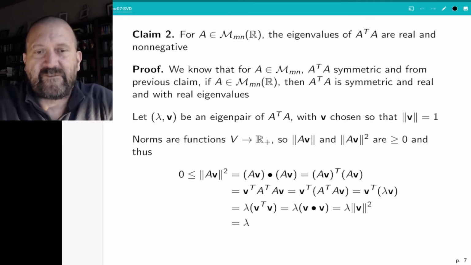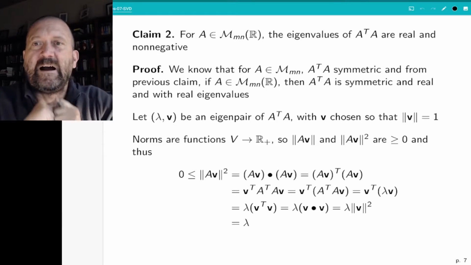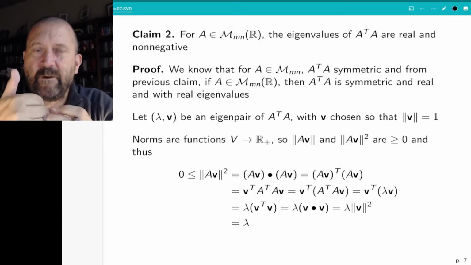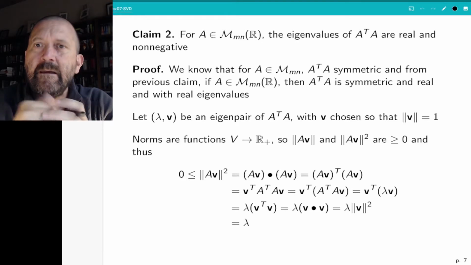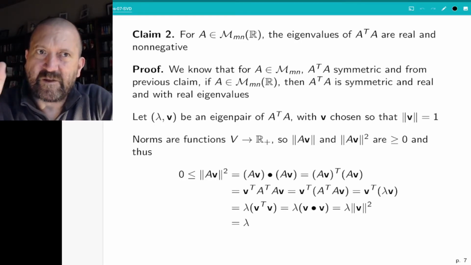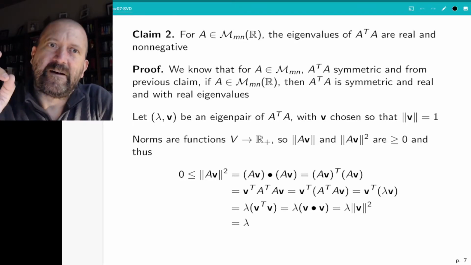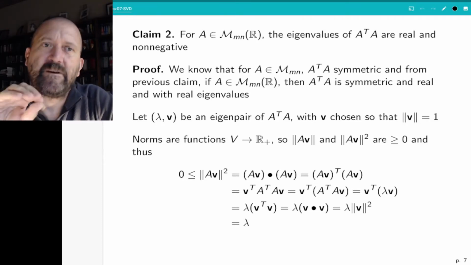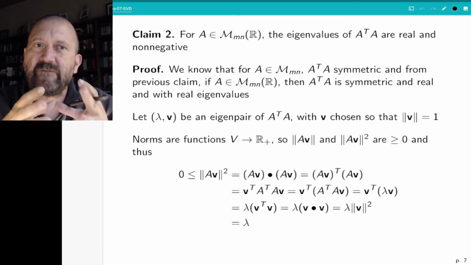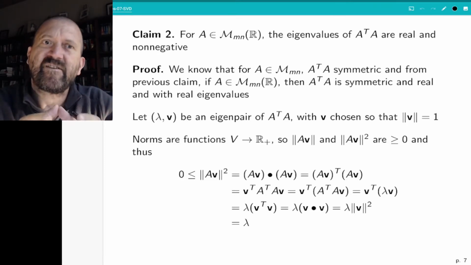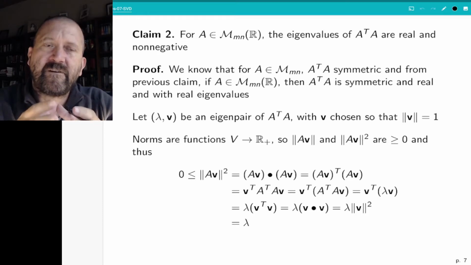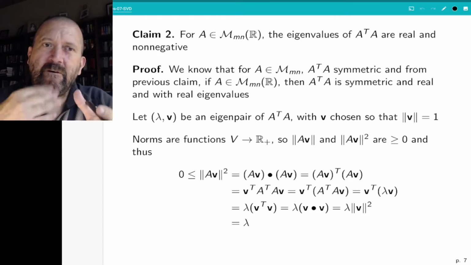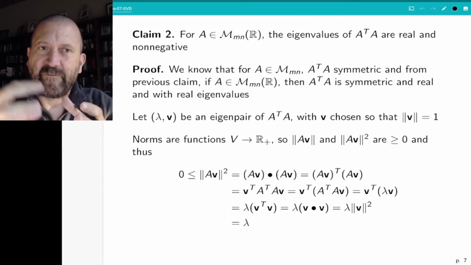So how do we do that? Claim: if I have a matrix A in Mn, then the eigenvalues of A transpose A are real and non-negative. This takes us a little further than the previous claim that I showed in the previous video. In the previous video, what I showed you is that if you have a real symmetric matrix, all its eigenvalues are real. Here, I'm adding more specificity to the matrix.